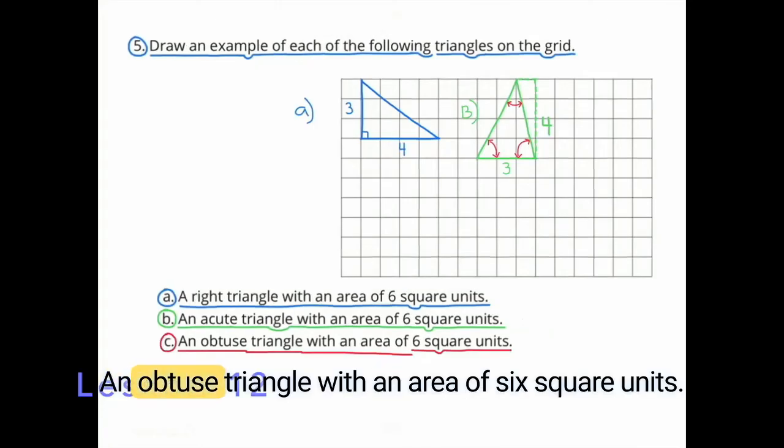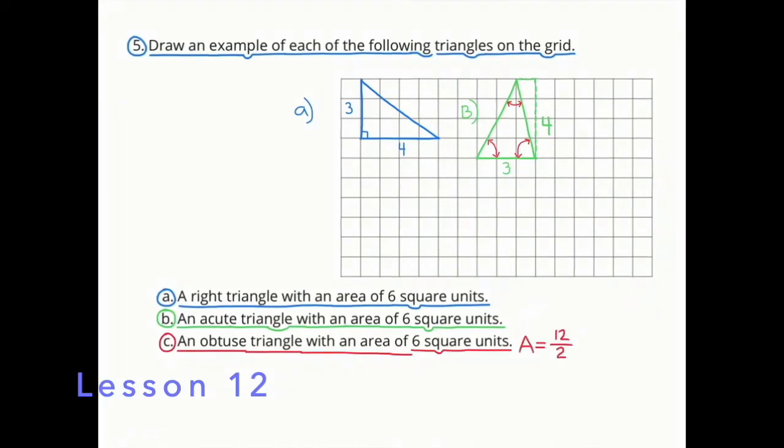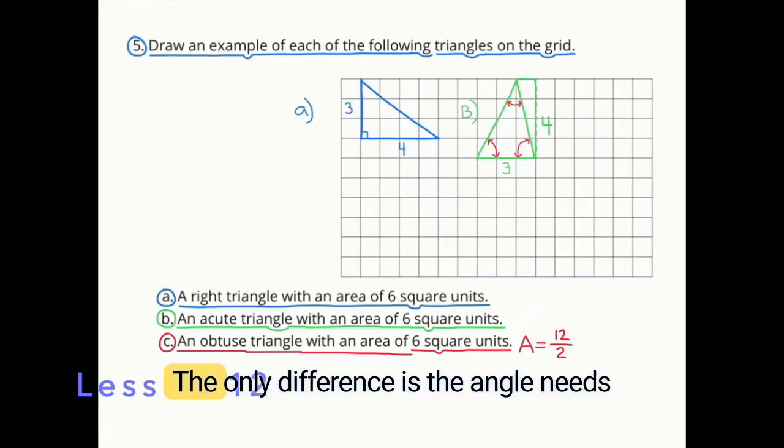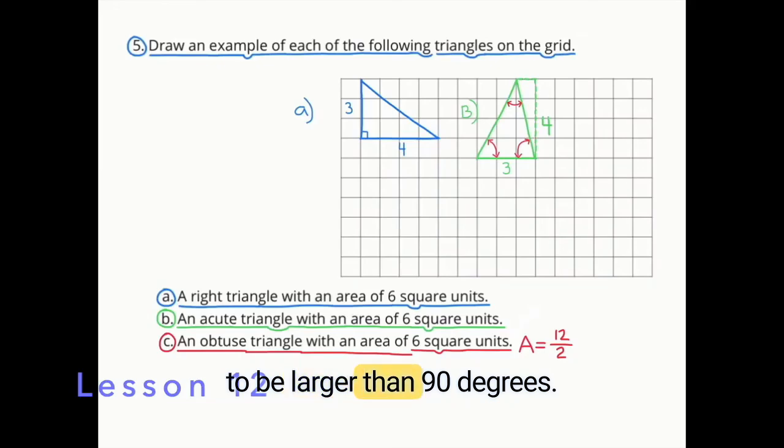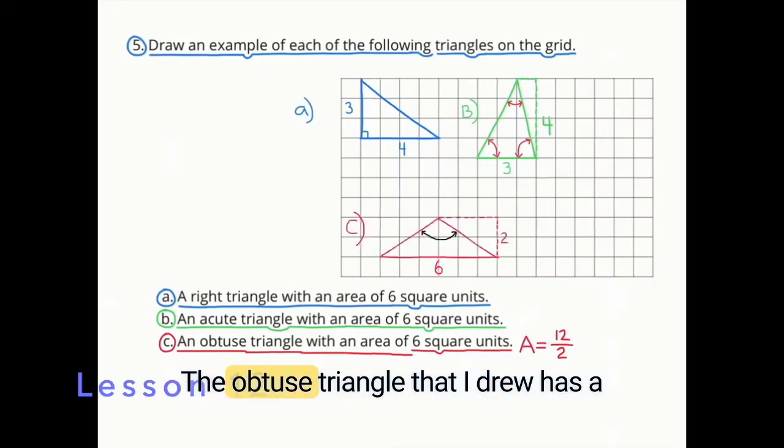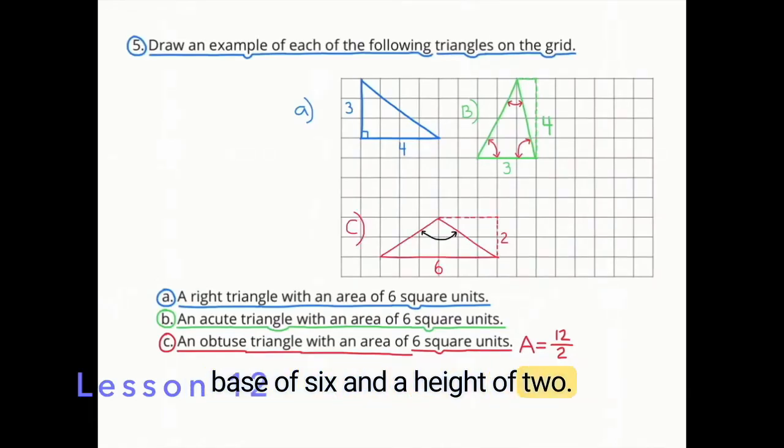C, an obtuse triangle with an area of 6 square units. So again, it's a triangle with an area of 6 square units. The only difference is the angle needs to be larger than 90 degrees. The obtuse triangle that I drew has a base of 6 and a height of 2.